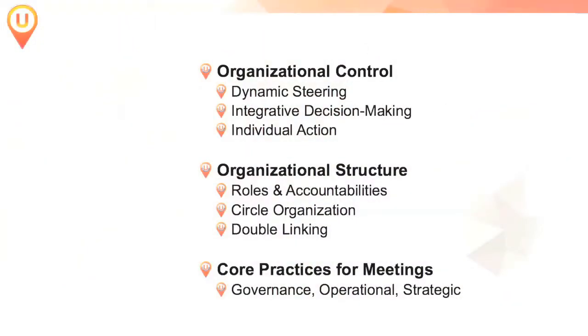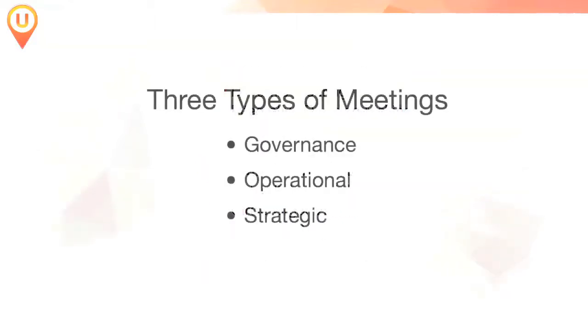You always have a lead link and a representative link to lead, as it were, that unit and bring that perspective in. So having looked at this area of organizational control and organizational structure, we're now going to touch on organizational practices, particularly for meetings. And we're going to go into more detail on these in the following sessions, but just to cover the basics here. What this approach does is it splits out three different kinds of meetings: governance, operational, and strategic. And this is very liberating for these meetings because they really fulfill different purposes and therefore require and benefit from different approaches and structures to the meetings.